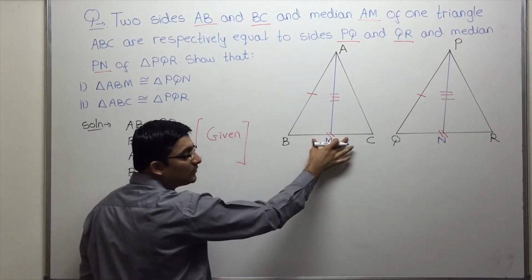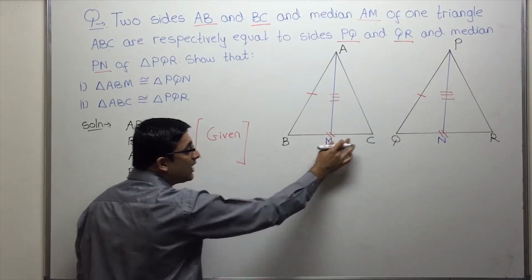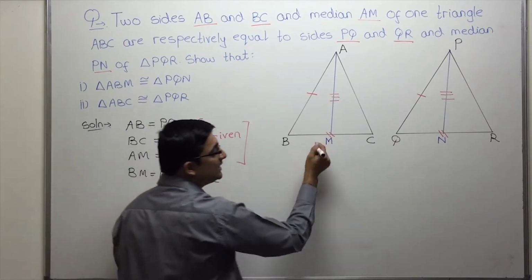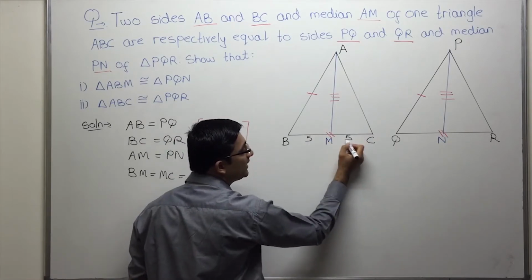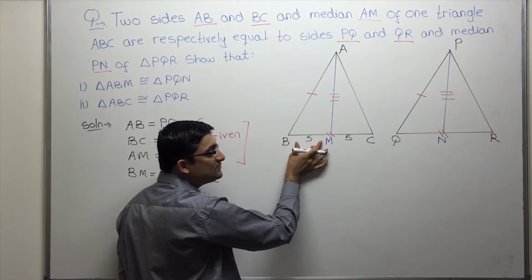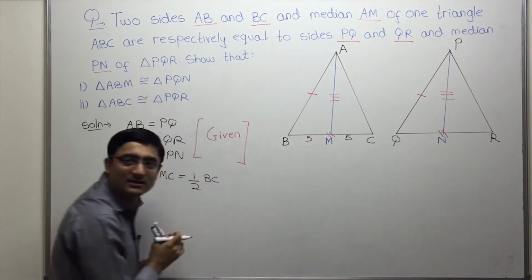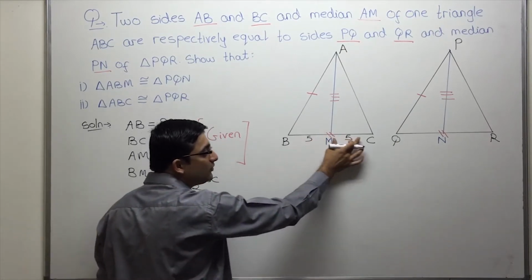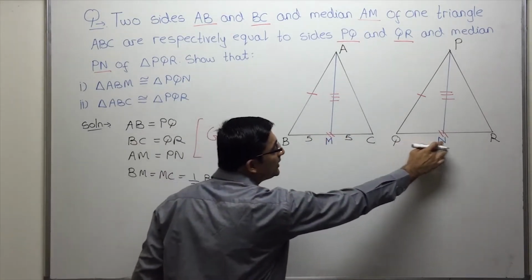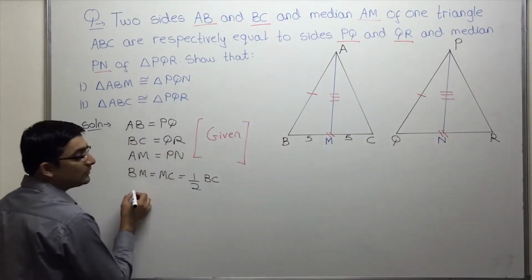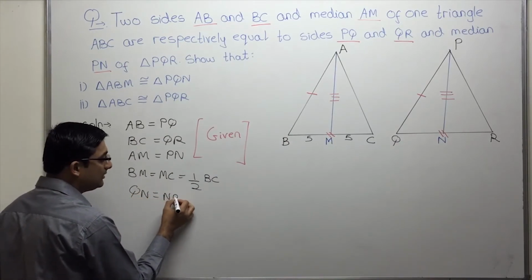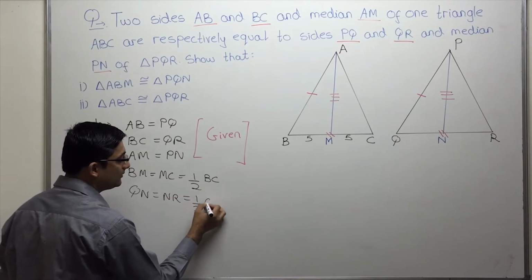Since these two parts are equal, both of them are individually equal to half of BC. Try to understand this. Let's say this is 5 and this is 5. So what is the total length of BC? 10. So two equal parts. So what is BM upon BC? 5 by 10, that is half. So basically whenever you have two equal parts, each of them is half of the total length. Similarly here, QN is equal to NR, that is half of QR.